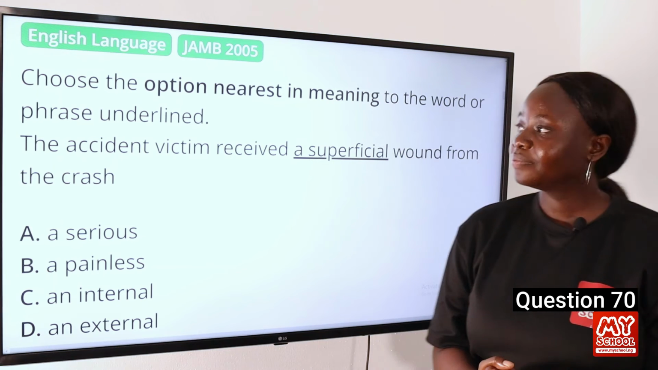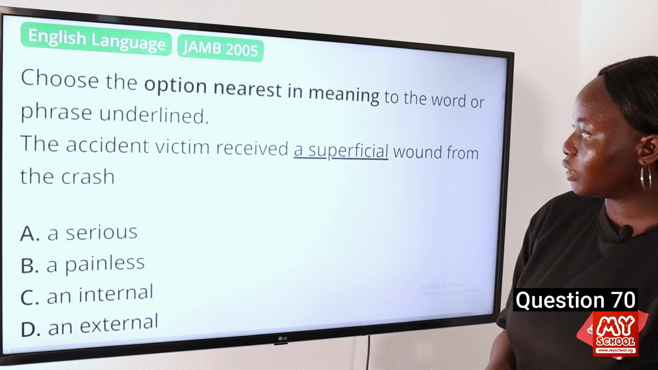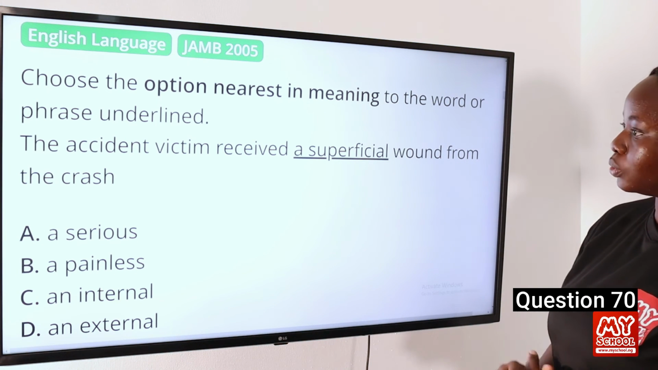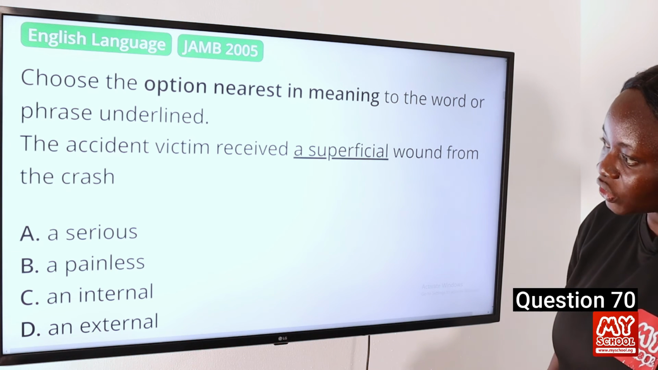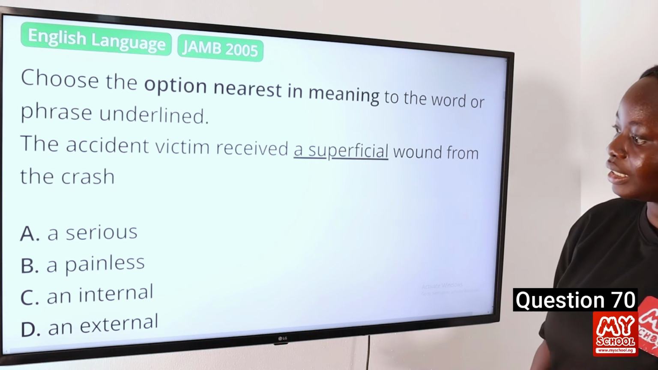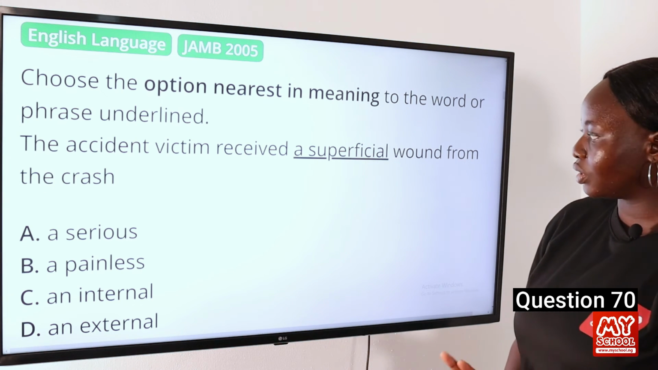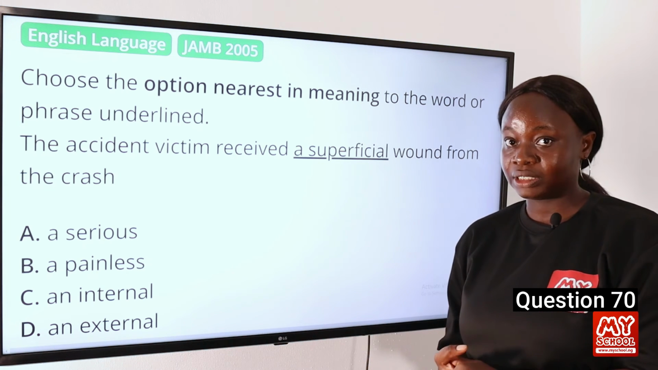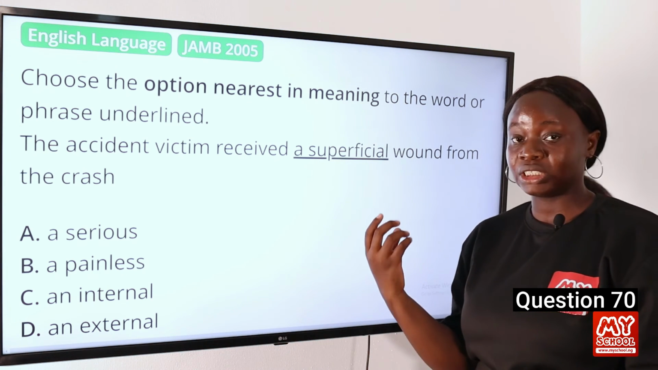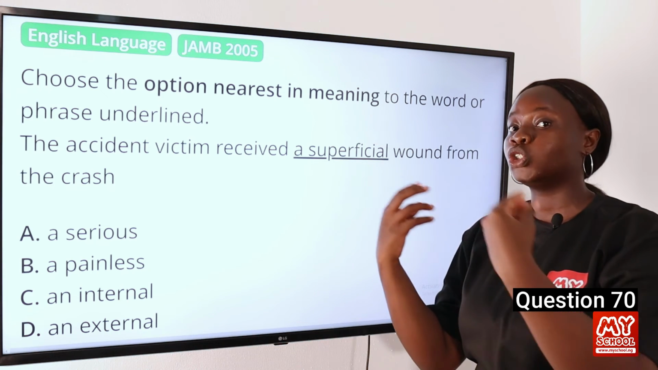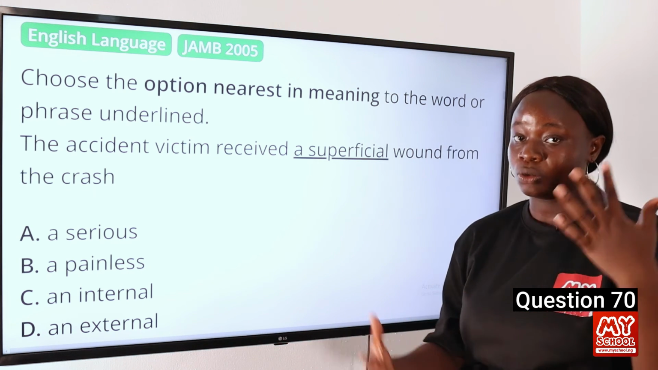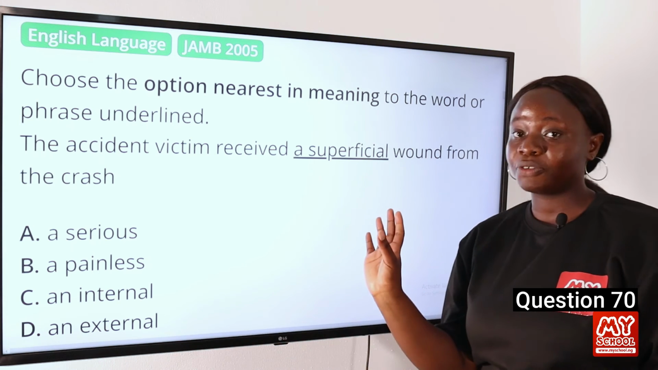Question 70. Again, we have to look for the nearest in meaning to the underlined word. The accident victim received a superficial wound from the crash. A, a serious, B, a painless, C, an internal, and D, an external. So a superficial wound is a wound that is on the surface and doesn't go deep. We also use it in other contexts, like someone who is superficial means someone who is not deep, who only cares about things that are on the surface. So that's what superficial means.